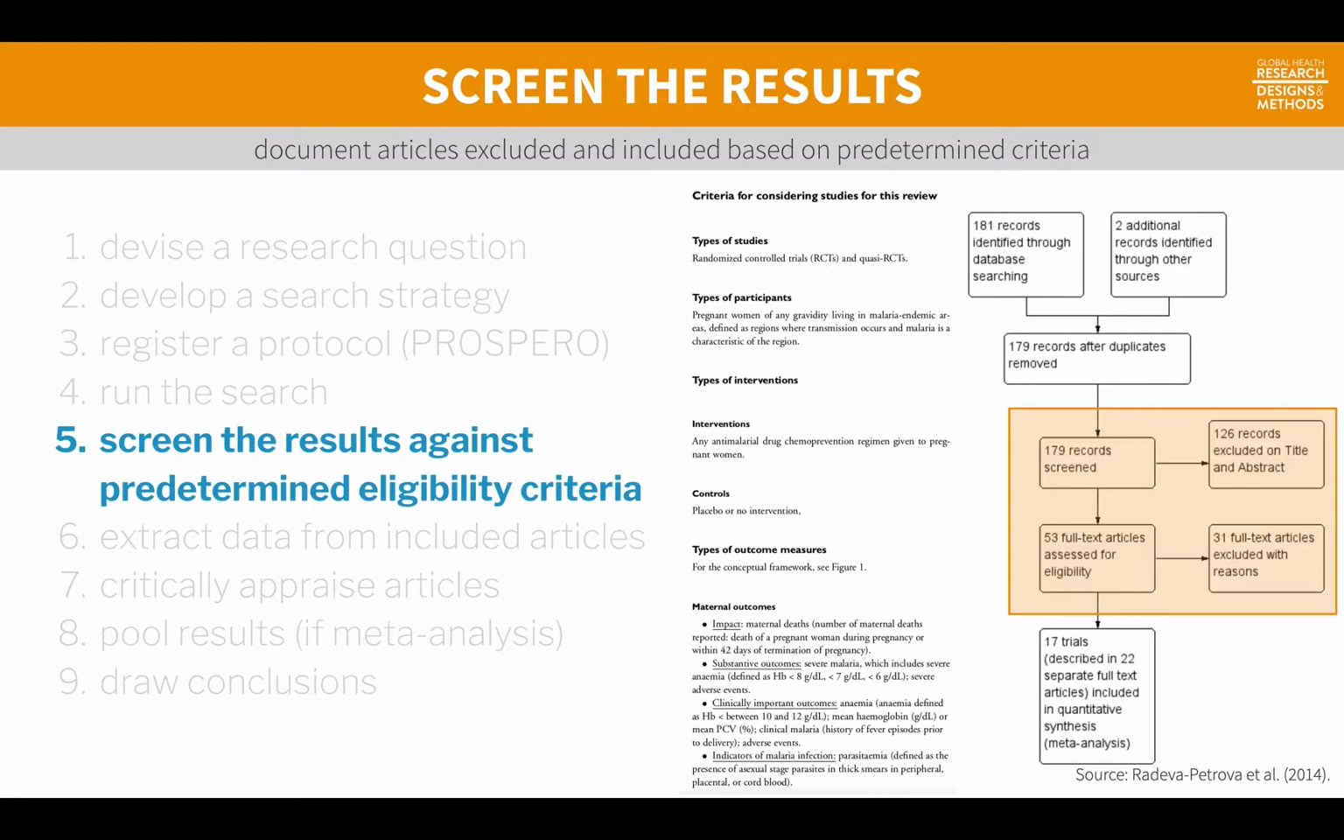This flow diagram is typical of what you'll find in any good systematic review. The authors screened a total of 179 unique records against pre-established inclusion and exclusion criteria. First, they screened each title and abstract and excluded 126 records, leaving them with 53 articles to examine more closely. After a full-text review of the subset, they excluded an additional 31 records, leaving them with 22 articles describing 17 different studies.